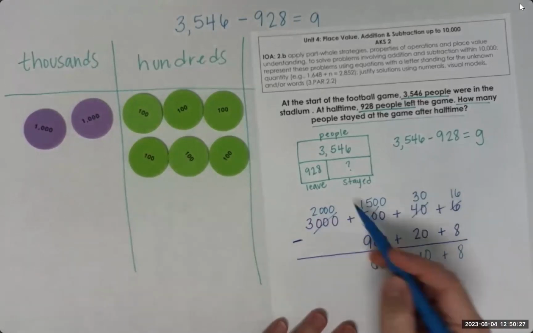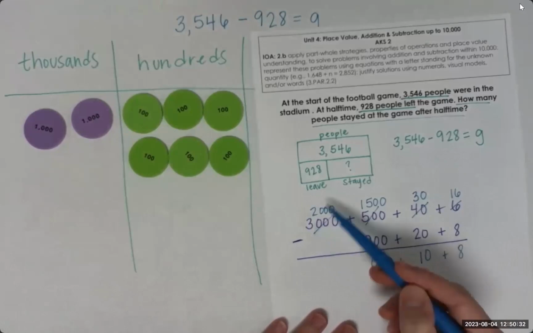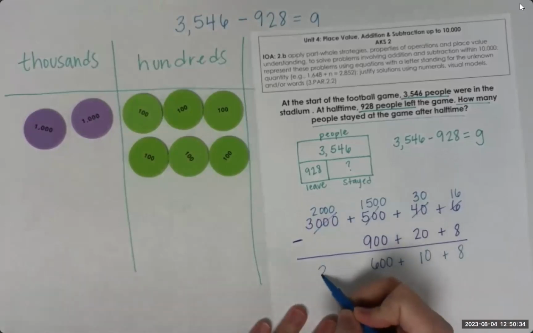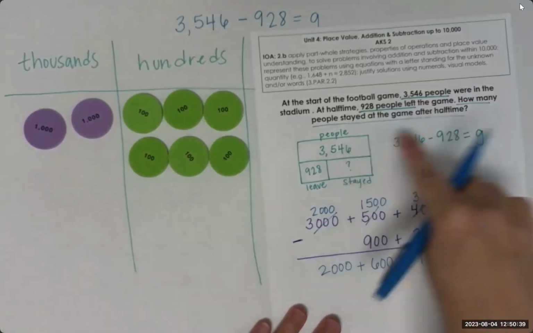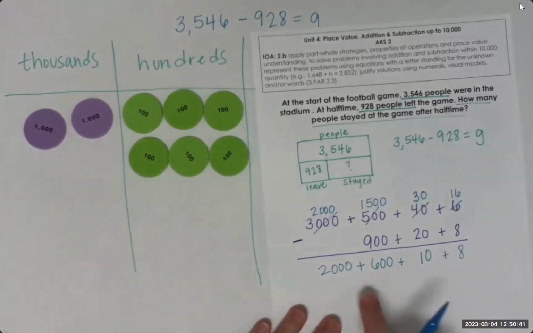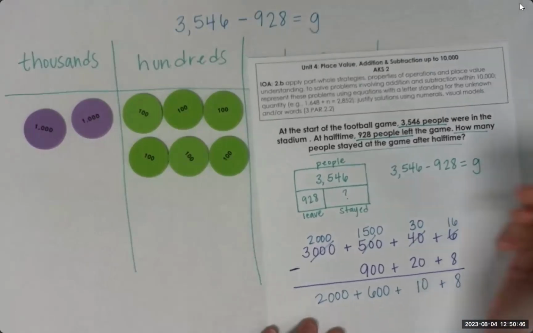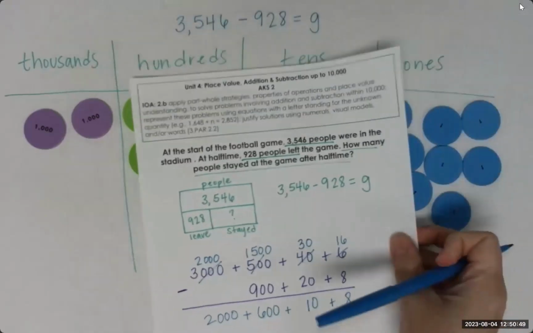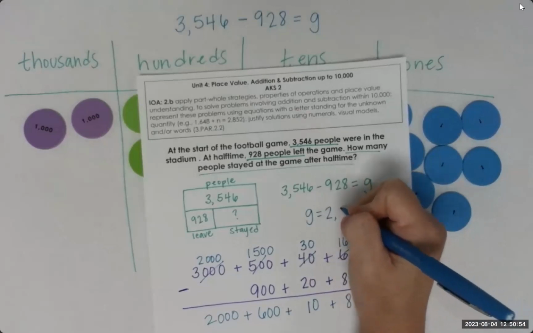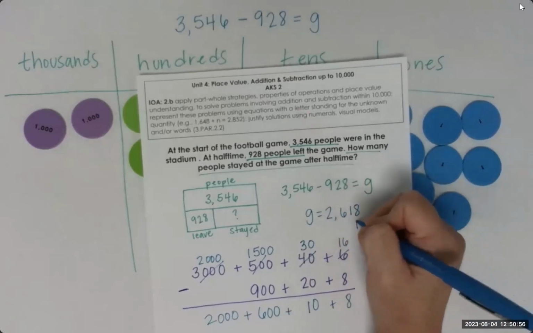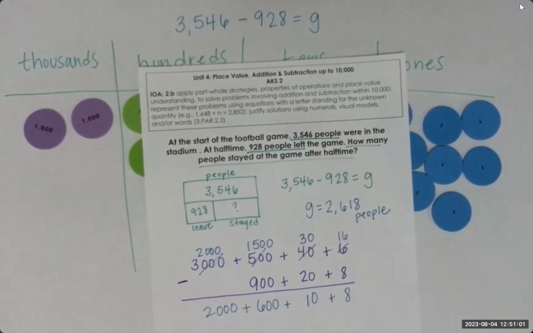And finally my thousands place. There is no digit in the thousands place, so there is nothing for me to subtract. So my answer is going to still have 2,000. So how many people stayed at the game at halftime? I'm going to take my expanded form equation and write it as base 10 numerals or standard form, putting those pieces all back together. 2,618 people stayed at the game after halftime.